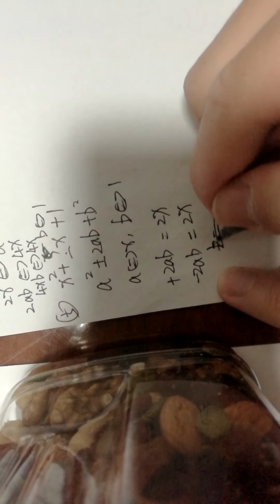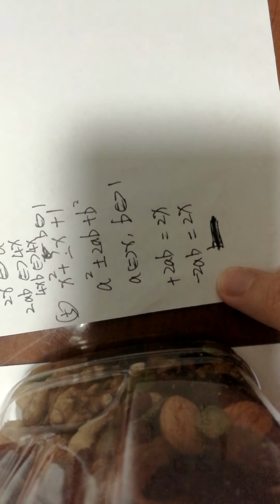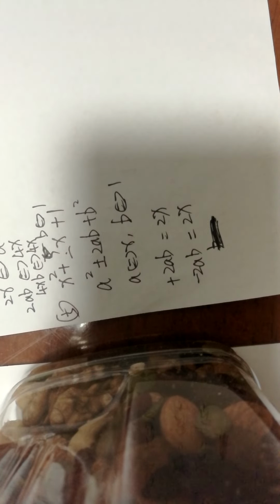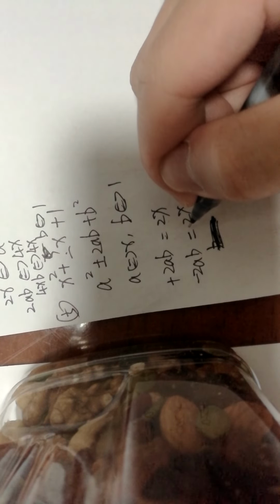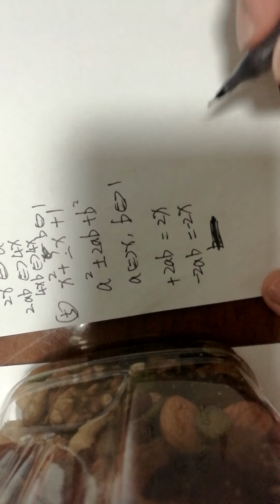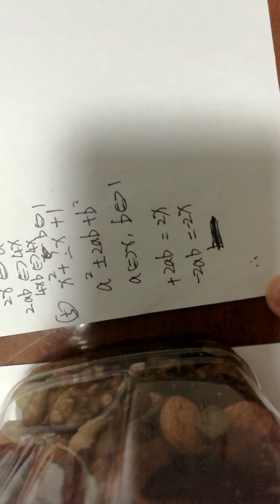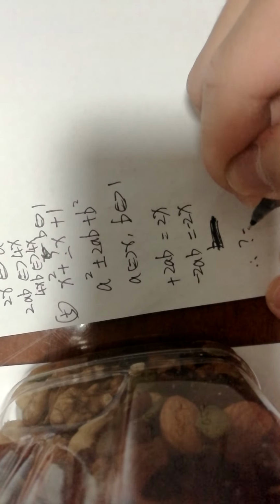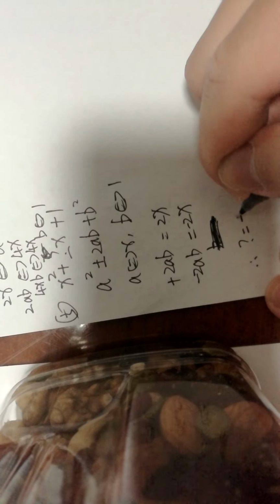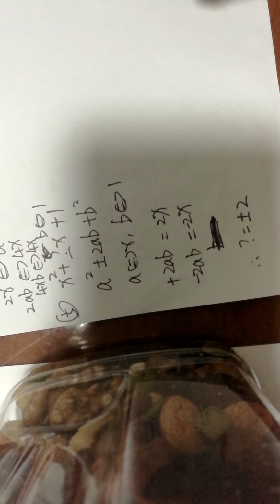Sorry, I'm confusing everybody. If it's negative 2ab, it will be just negative 2x. Therefore, the question mark can be equal to plus or negative 2. Okay, just try to figure it out, okay?